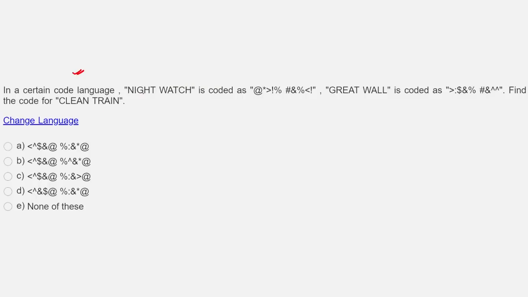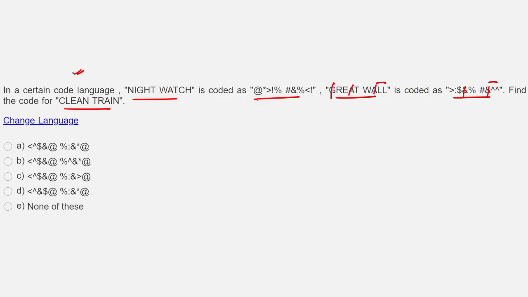Let us look at this question. What is given in a code language? Night watch is coded like this. Great wall is coded like this. I have to find the code for clean train. When I see great wall, I see these two double L's and I see these two symbols. This looks like the hint here for us. I'll check with A and A. Yeah, ampersand, ampersand. Good. That means it looks like it's just one-to-one correspondence and nothing more than that.